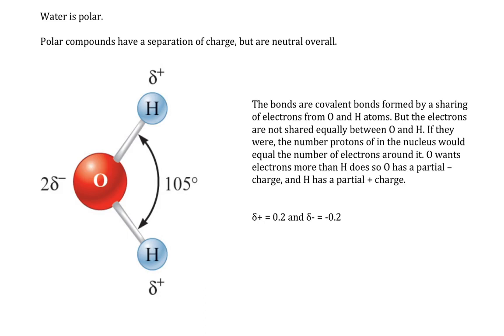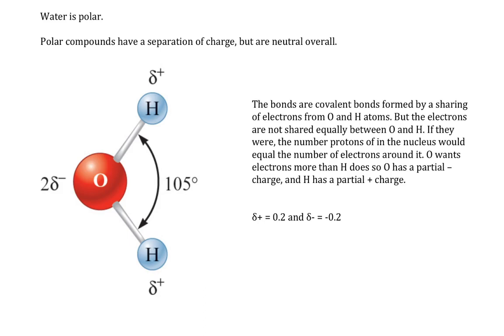The oxygen end has a partial negative charge and the hydrogen end has a partial positive charge. And that is always there. Water is polar. It has a permanent separation of charge. All polar compounds have a permanent separation of charge. The bonds are covalent, formed by a sharing of electrons from oxygen and hydrogen atoms. But the electrons are not shared equally between O and H.